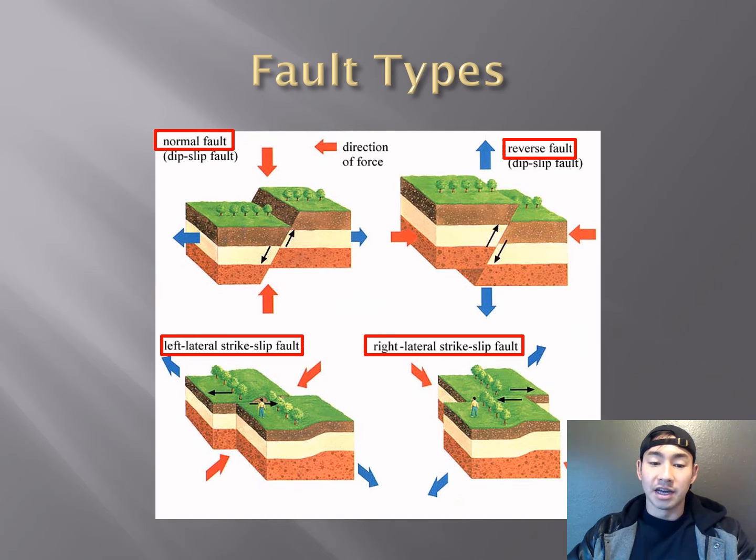Now we look at that line of trees as if we're that person. In the left lateral sense, we could see that line of trees moving to the left, so hence left lateral. And then if you're standing on the other side of that fault, it would still be a left lateral fault. And then the right lateral fault is exactly that same concept. We can see that line of trees moving to the right, hence right lateral.